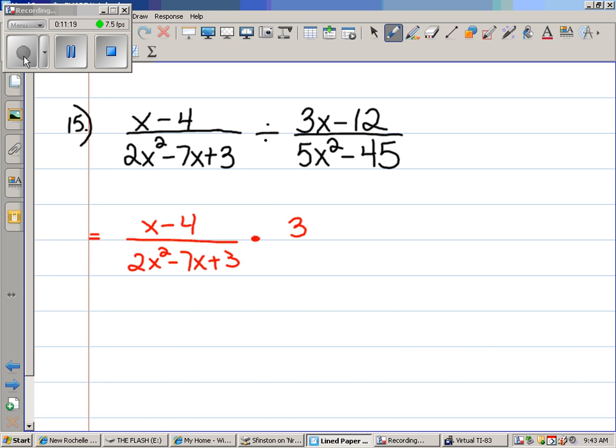Change the symbol. Whoops. That's where everybody makes a mistake. 5x squared minus 45 all over 3x minus 12.